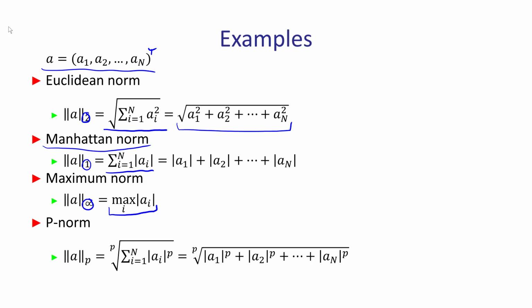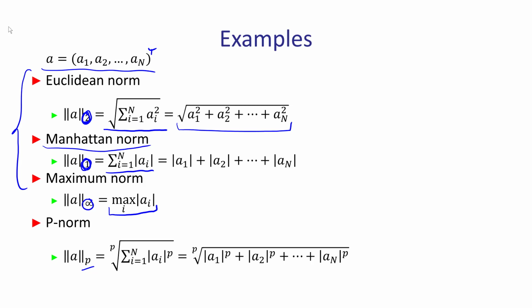Now, P norm is basically generalization of all of those three norms together. For different values of P, you'll get different norms. For example, if P equals 2, which is here, you'll get Euclidean norm. For P equals 1, you will get Manhattan norm.